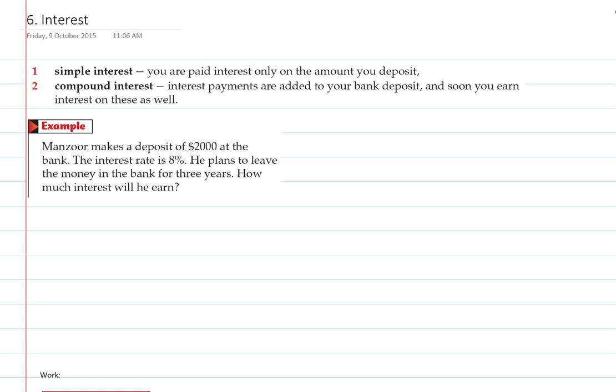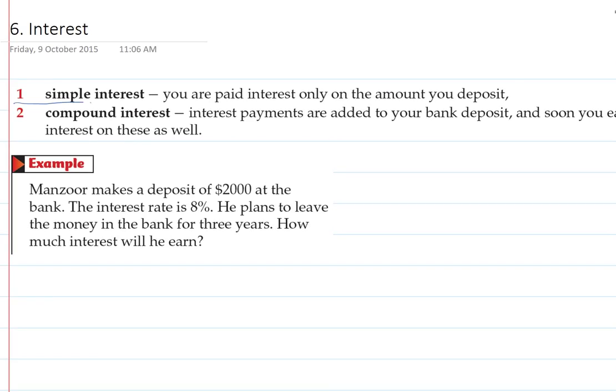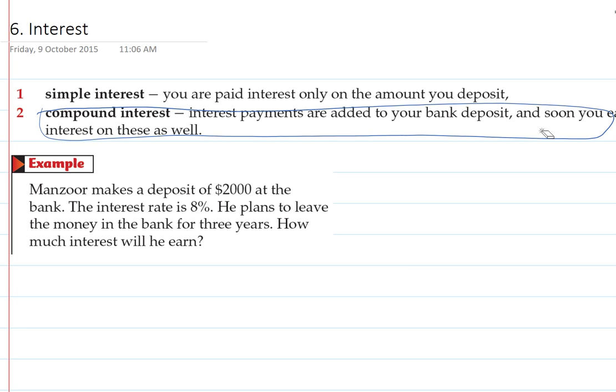Hi Year 10s, in this video we're looking at interest. Now there's two types of interest that we are going to be concerned with in number. One is simple interest, so that means you're only paid interest on your original deposit, and the other is called compound interest. And what that means is that you get interest on your interest, if you like.